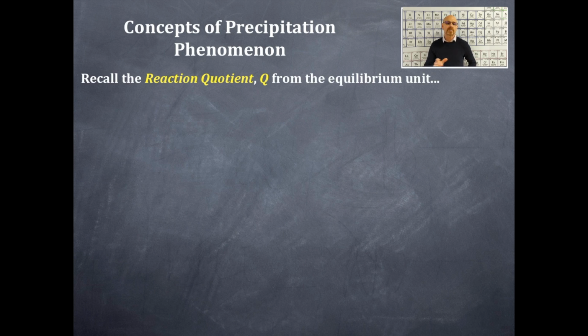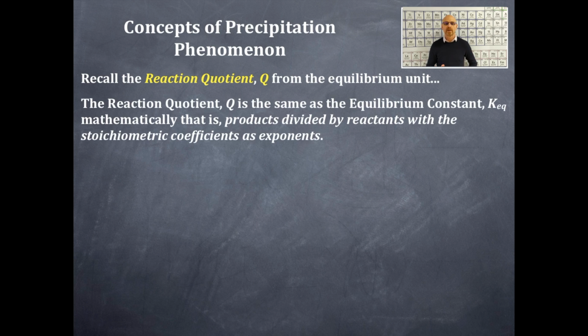Okay, recall from the equilibrium unit the reaction quotient, which is Q. The reaction quotient Q is the same as the equilibrium constant, the KEQ. It's mathematically the same, that is the products divided by the reactants with the stoichiometric coefficients as exponents. So the equation is exactly the same.